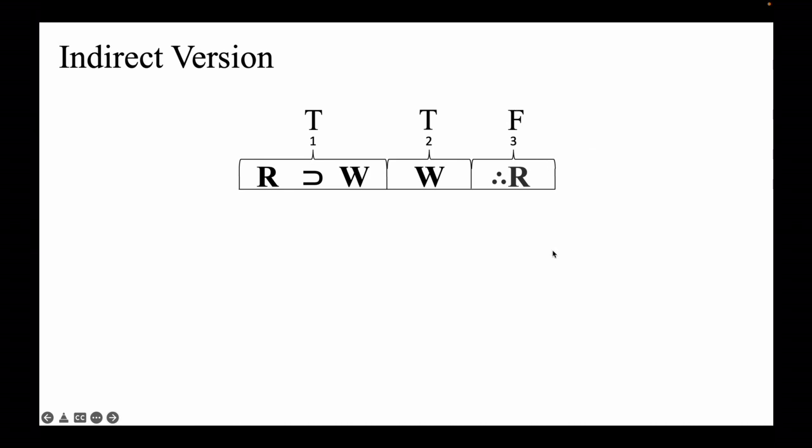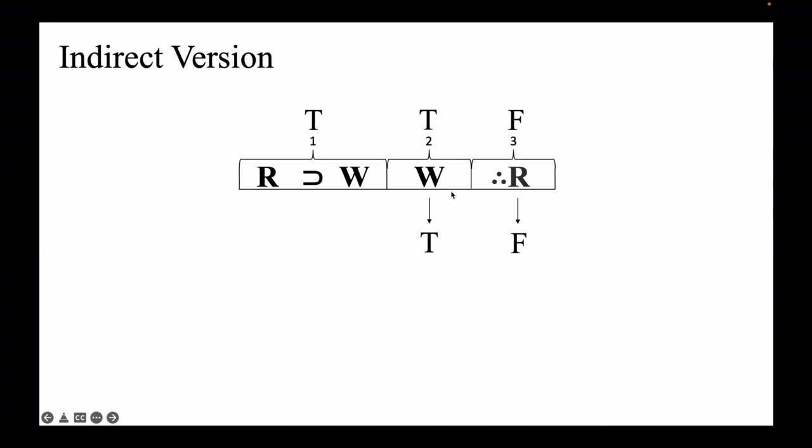Okay, so let's see how it works. I start with the conclusion because I know that the conclusion must be false. And now I know that R is false. Then the second premise, the W, is true.